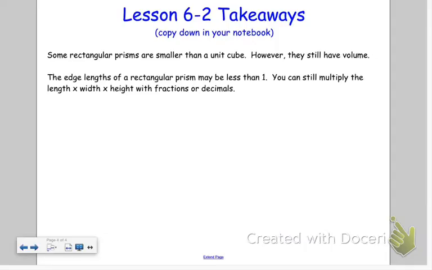So, a couple short takeaways. Some rectangular prisms are smaller than a unit cube. However, they still have volume. The edge lengths of a rectangular prism may be less than 1, so they may be fractions, they may be decimals. You can still multiply the length times the width times the height with fractions or decimals.